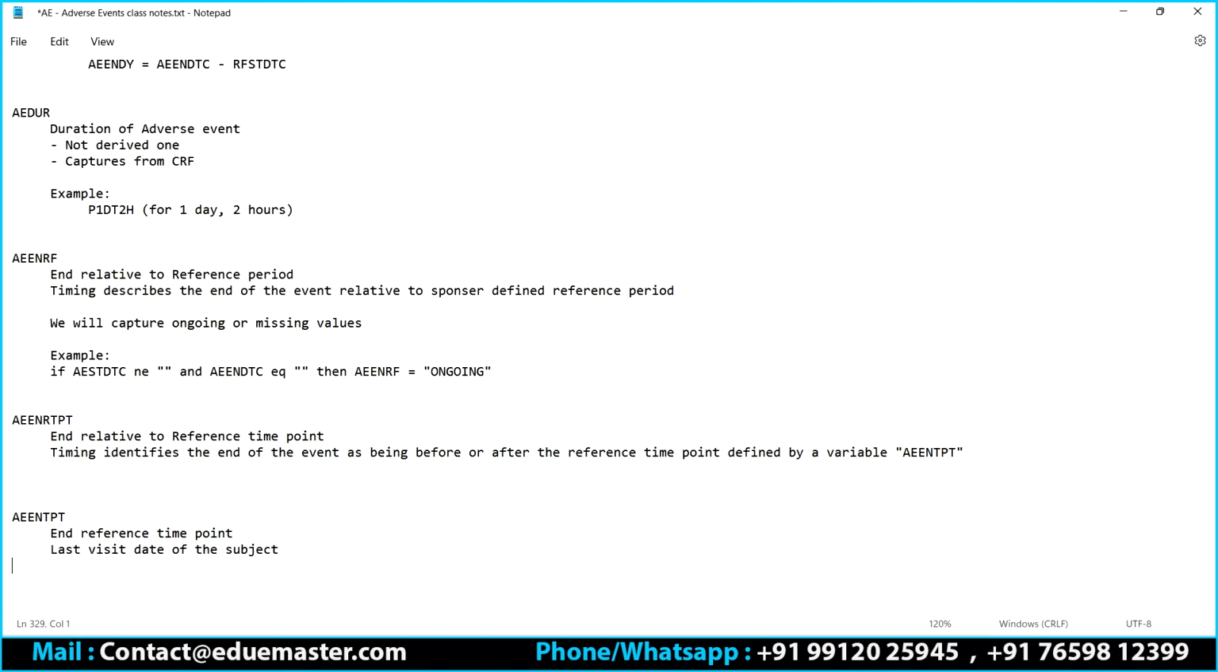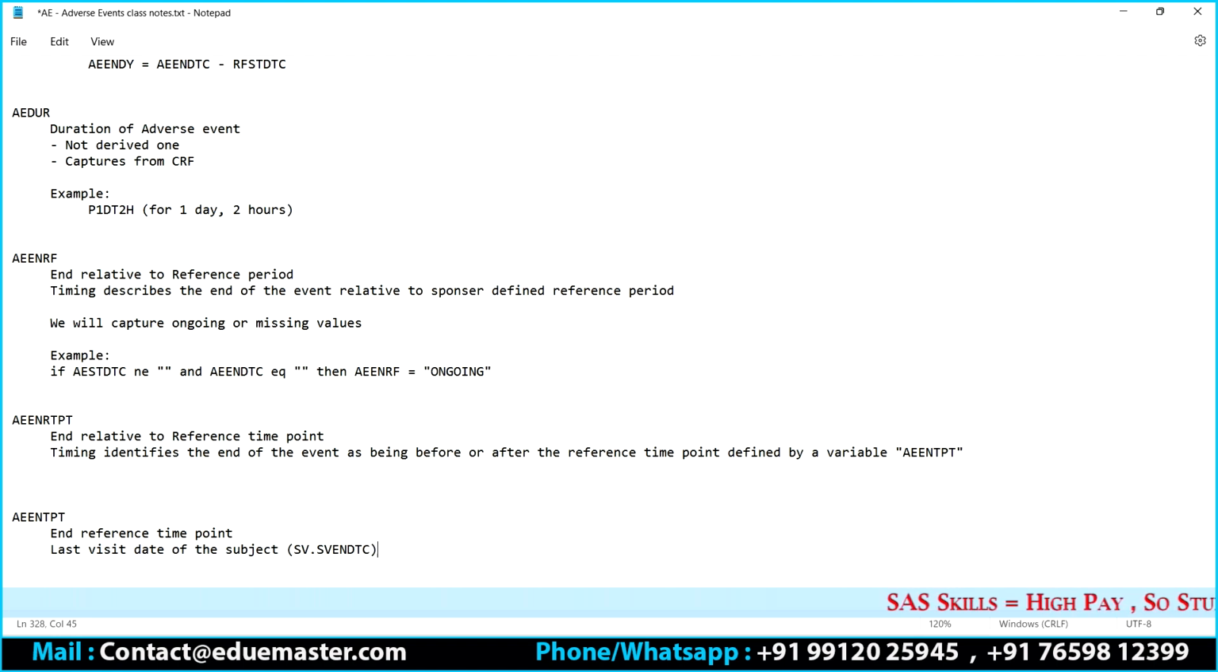That is nothing but when is the last time the subject visited the hospital or the clinic. That is going to be an end reference time point. So where am I going to get this? Can I say that all the subject visits which are part of the subject visits domain, whatever is going to be my end date and time in character format, is nothing but my last day. That is nothing but my end reference point. Correct? When was the last time the subject visited?